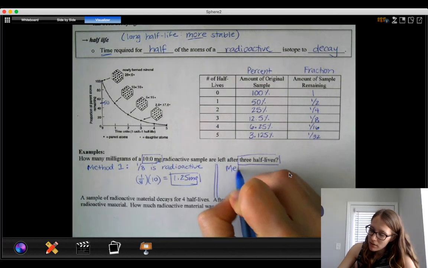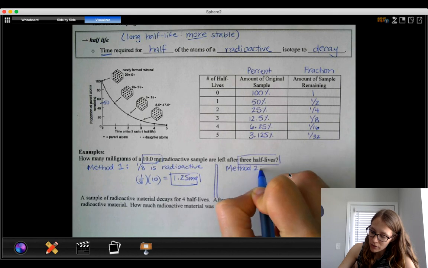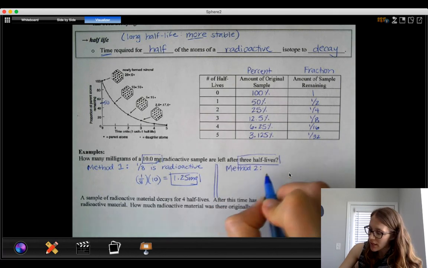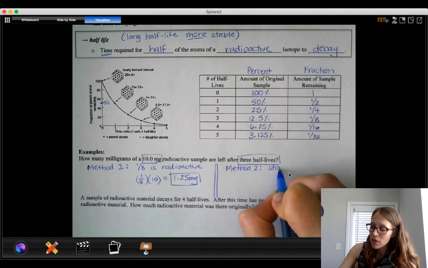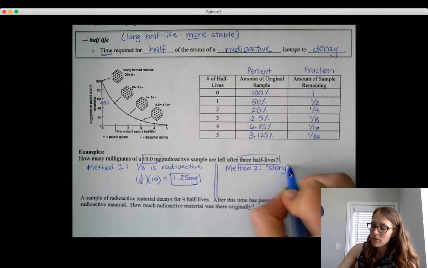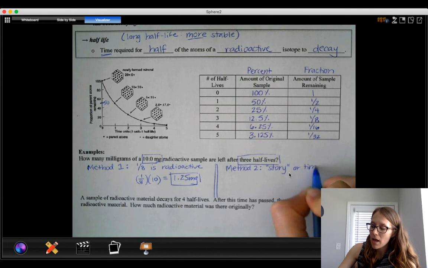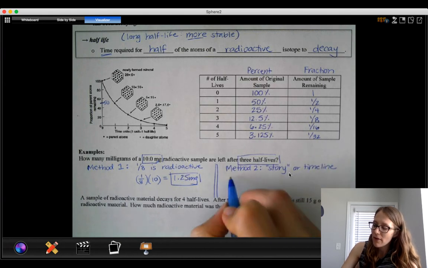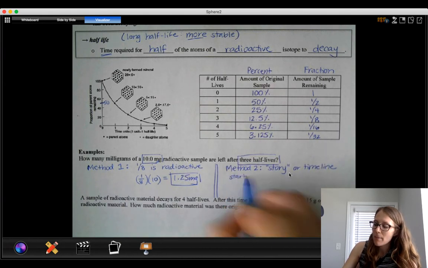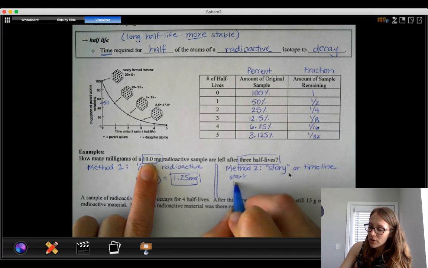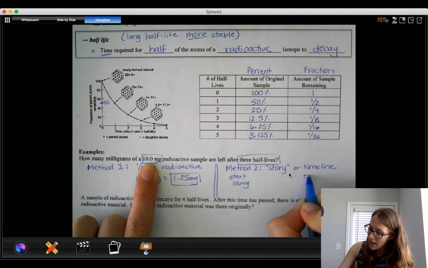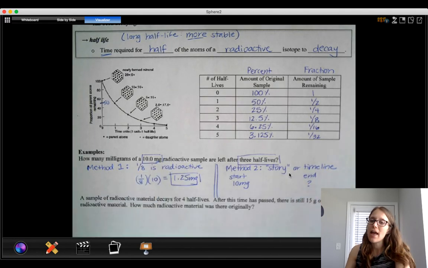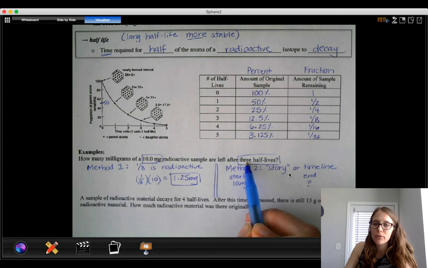Another method, and this is the method that I like in general because I think it helps you understand, is to use a timeline. So tell the story or make a little timeline. At the start, how much did we have? We had 10 milligrams that was radioactive. And our question is, how much is left over at the end? Well, I need to know how many half-lives we went through, 3.